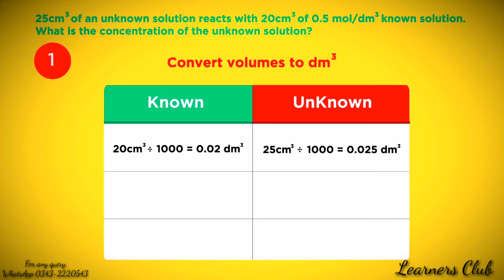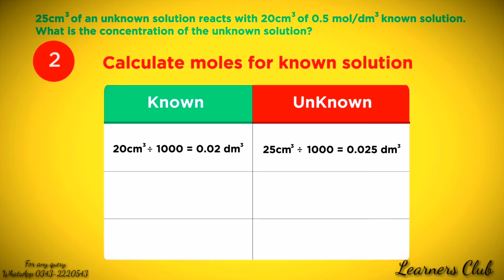Now you need to work out the number of moles for the known solution, because we already know the concentration and volume for this. The number of moles equals concentration multiplied by volume. So in this case, for the known solution, the number of moles equals 0.5 multiplied by 0.02, which equals 0.01 mole. Using this, we can now calculate the unknown concentration.